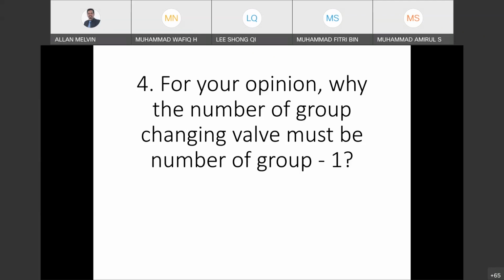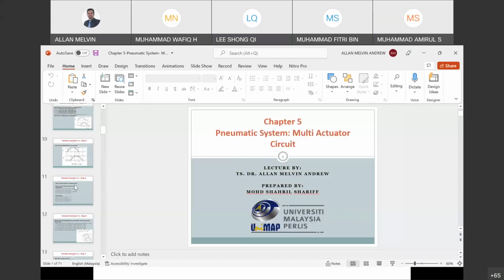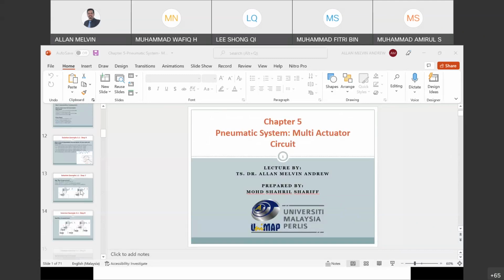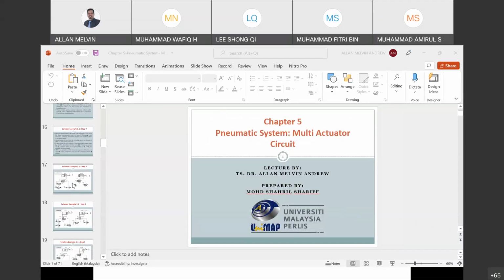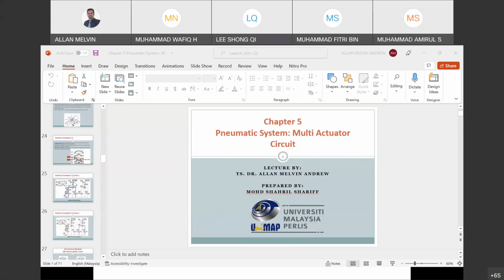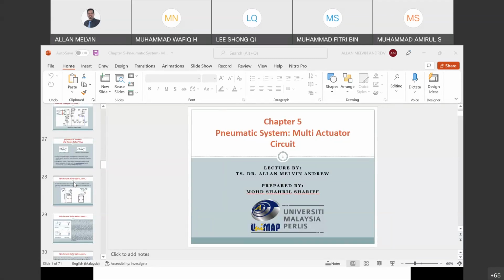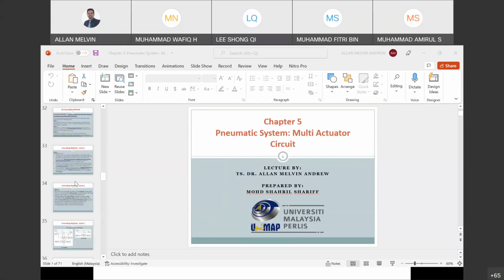Sebab dia ada dua state. Dia ada normal dengan initial kan. So kalau normal, choose group 1. Kalau initial condition, choose group 2. So maybe I will show lah dalam slide. I hope you dapat understand benda ni.